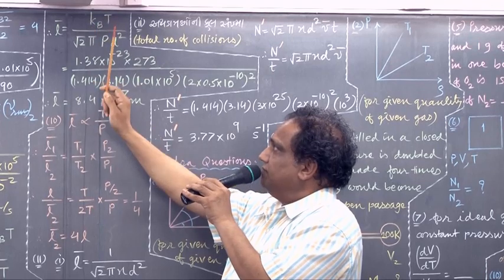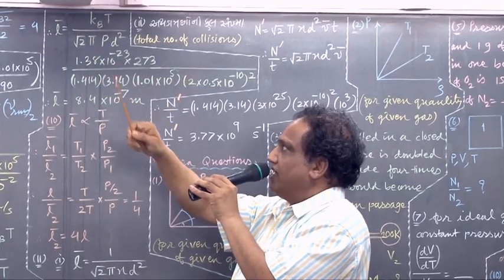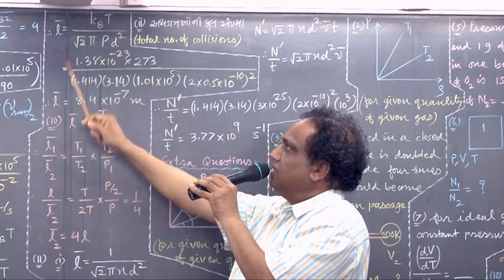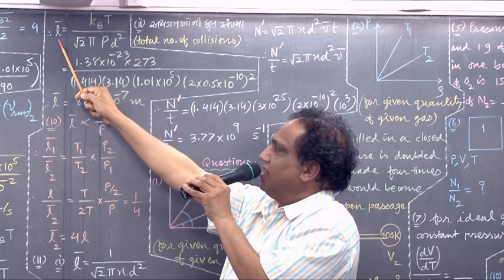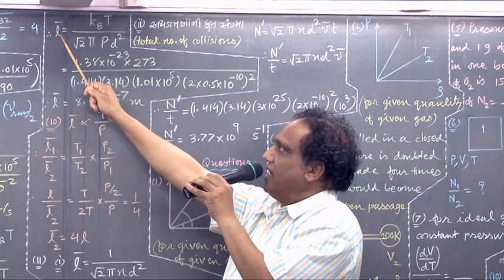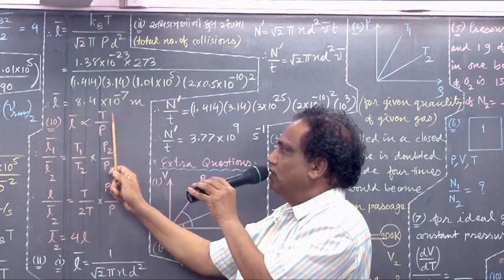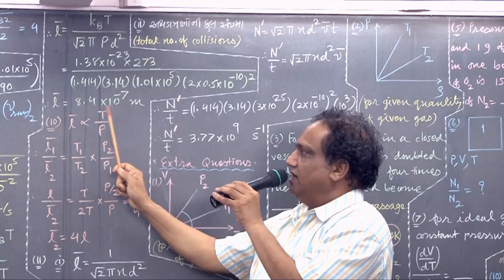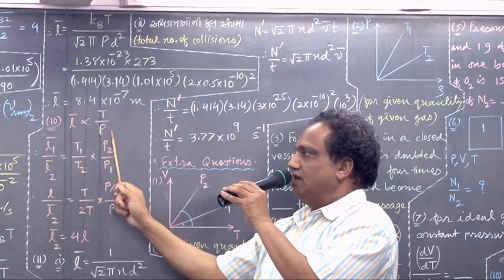Kb is constant, root 2 pi is constant. For a molecule of a given gas, the diameter is constant. So now think of the relation of L bar with T and P. If you remove the remaining proportionality constants, you may write L bar proportional to T upon P. With T, it is in direct proportionality relation. With P, it is in inverse proportionality relation.